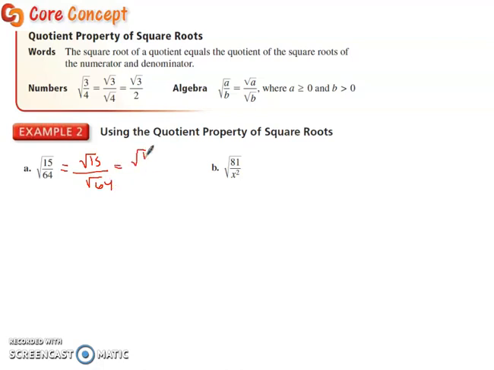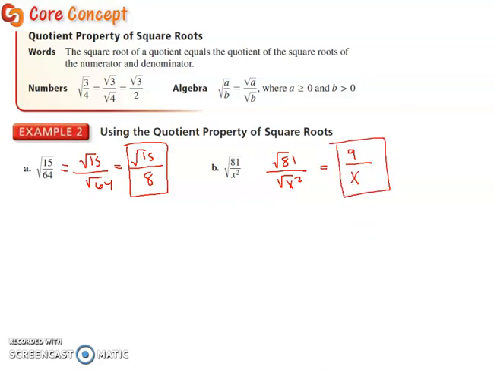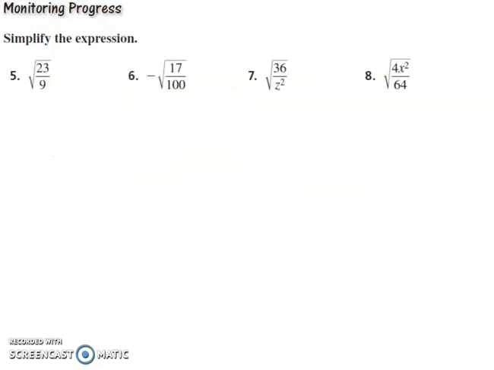So the square root of 15 I cannot simplify, but the square root of 64 is 8, and we are done. Square root of 81 over the square root of x squared. The square root of 81 does simplify to 9, and the square root of x squared does simplify down to x. So we have 9 over x. So go ahead and take a moment, pause the video, and try out these 4 on your own.